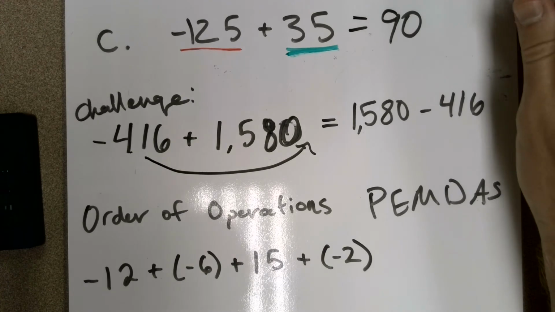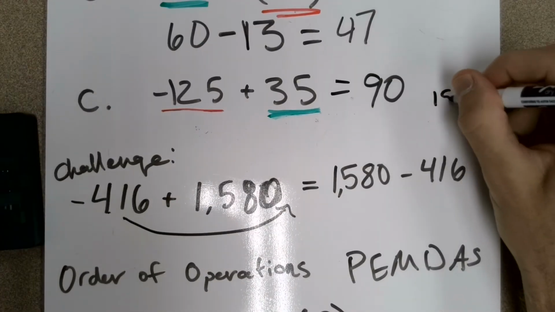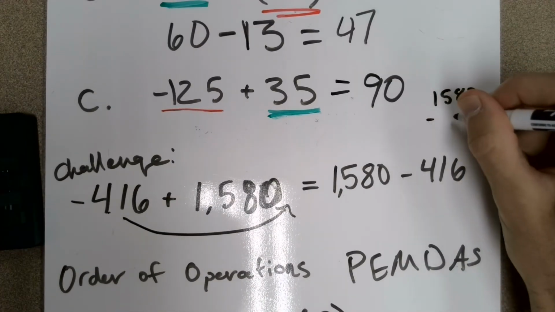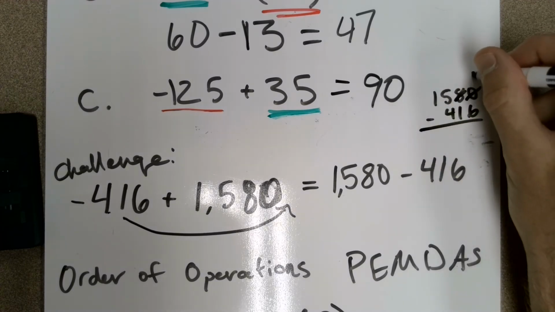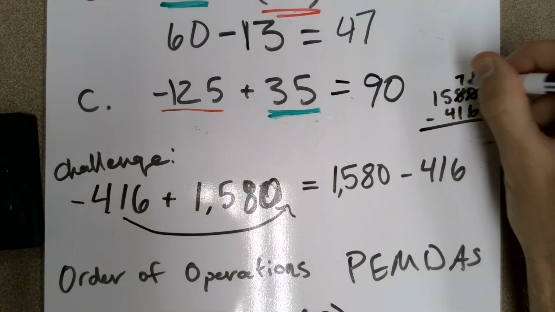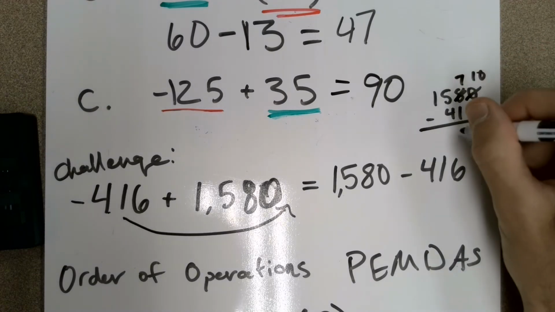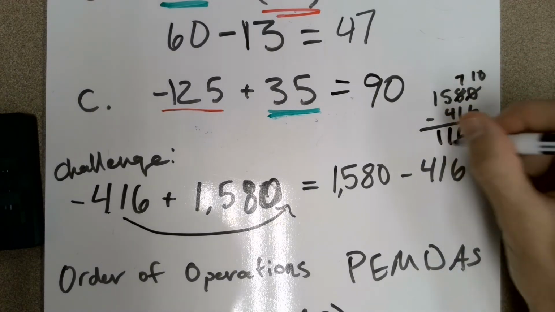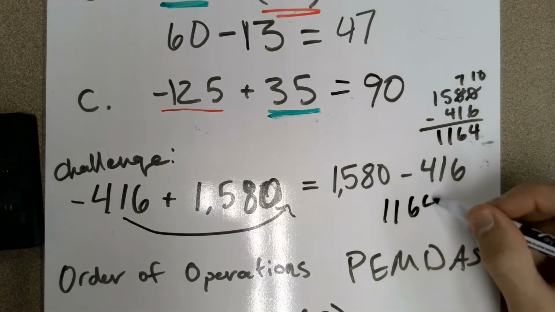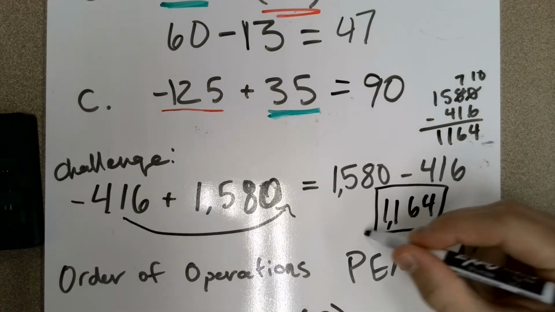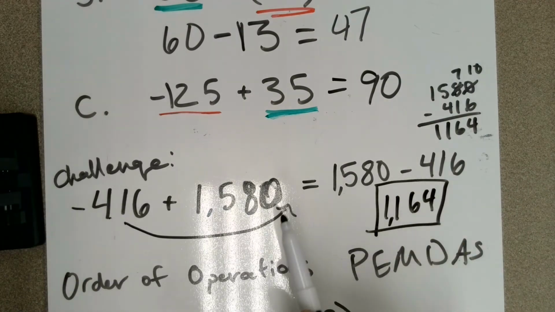Let's see, I'll do it right up here quick. 1580 minus 416. Carry that 1. 4, 6, 1, 1. So think about replacing those problems, moving them down around a little bit to make it a little easier math for you.